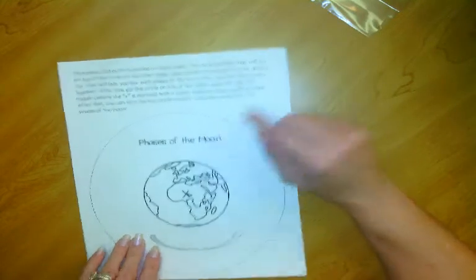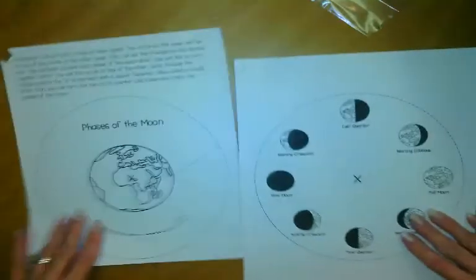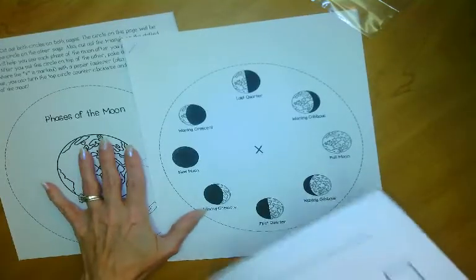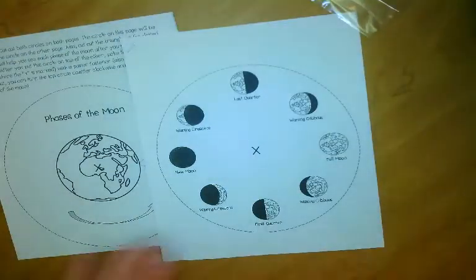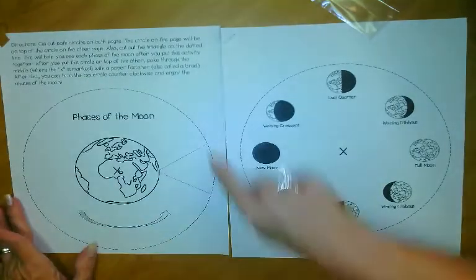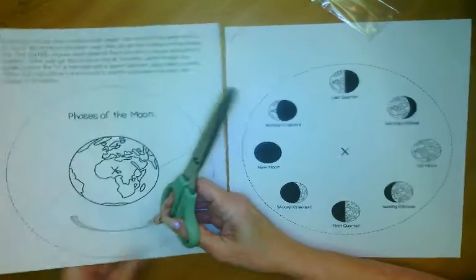So here we have our 2 phases of the moon. Now there are 3 sheets of paper here. So I'm going to separate them from each other. And these 2 go together to make one project. This is going to be the second project. So I'm going to put that off to the side. And the first direction was to cut out the circles. So I'm going to do that.